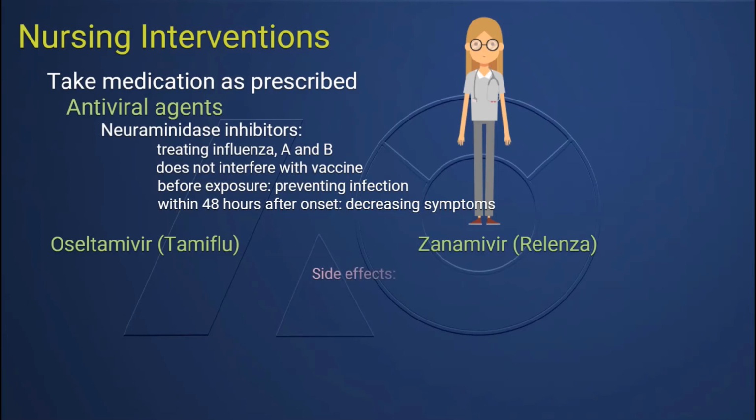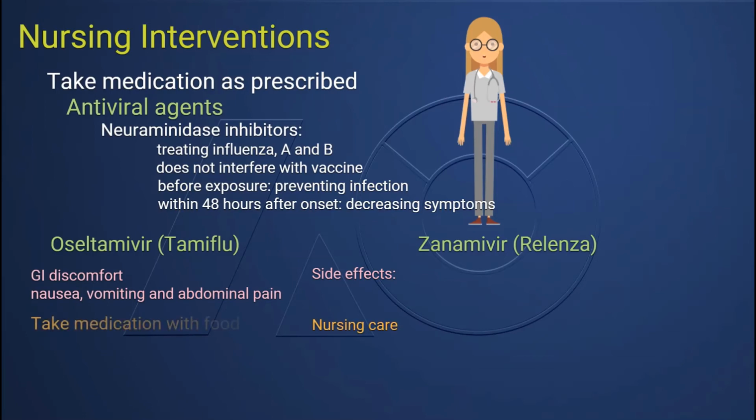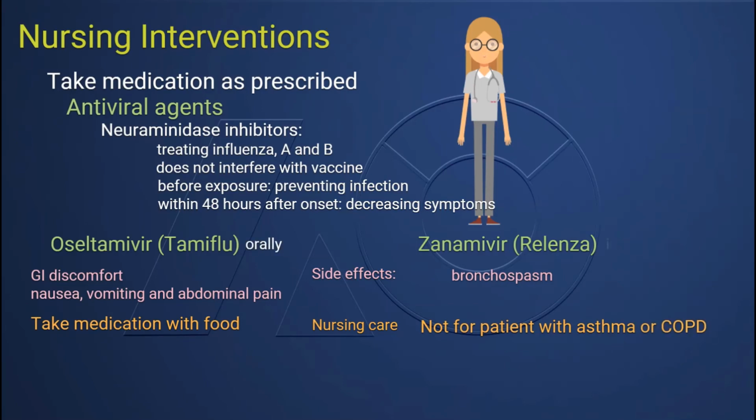The common adverse effect of oseltamivir is GI discomfort, including nausea, vomiting, and abdominal pain. This side effect can be alleviated by taking medication with food. The concerning adverse effect of zanamivir is possible bronchospasm. Therefore, zanamivir is not recommended for patients with asthma or COPD. Oseltamivir is taken orally. Zanamivir is a powder drug that the patient inhales through a device.